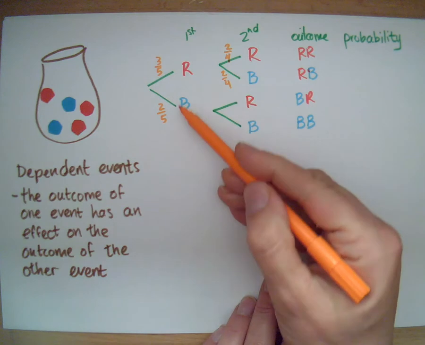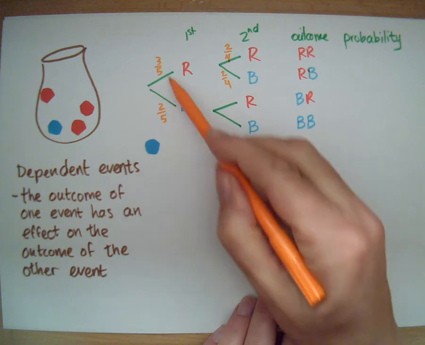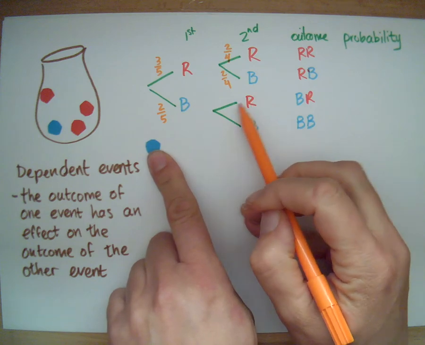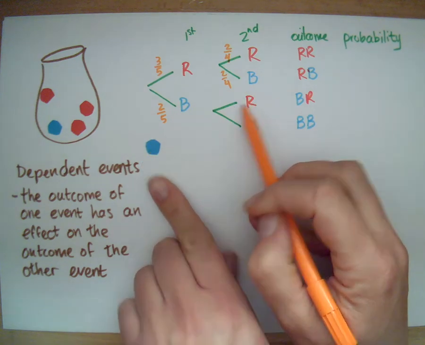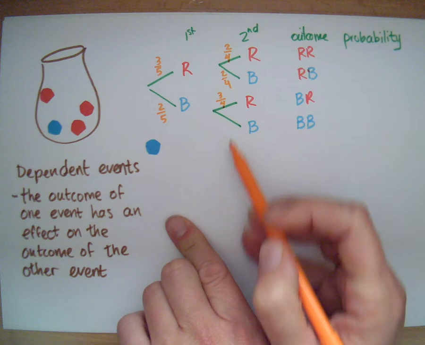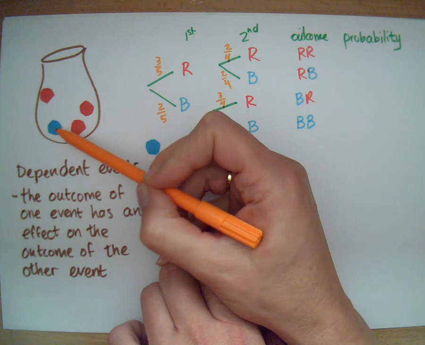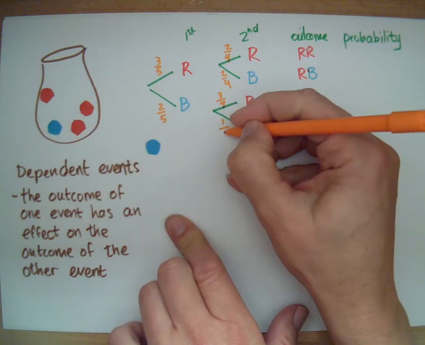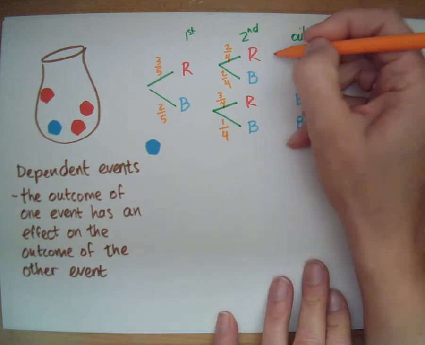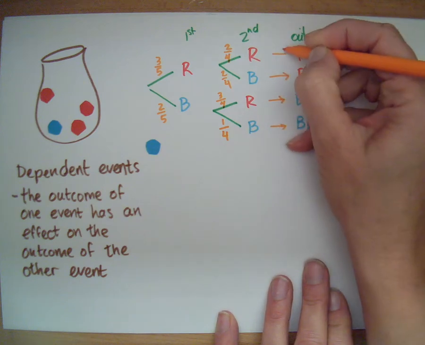What if on our first draw we'd picked out blue and left it out of the bag? This is the first event. It's already happened. Imagine it outside of the bag. What are our chances now of getting red on the second draw? It's 3 out of 4. What are our chances of getting another blue one? Let's look at the bag. There's only 1 blue one left out of 4. So 1 out of 4. These two add up to 1 again. So we're good.